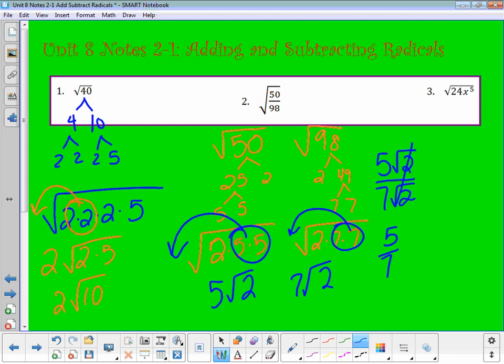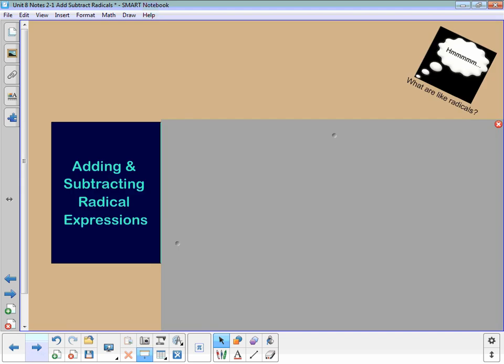Okay, I want you guys to go ahead and try number 3 on your own. Remember, with those variables, it's not that different. You're still trying to pull out those pairs of letters. Okay, so let's take a look at adding and subtracting radicals.